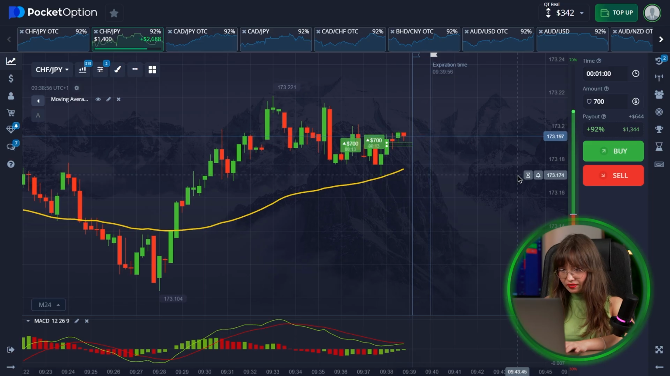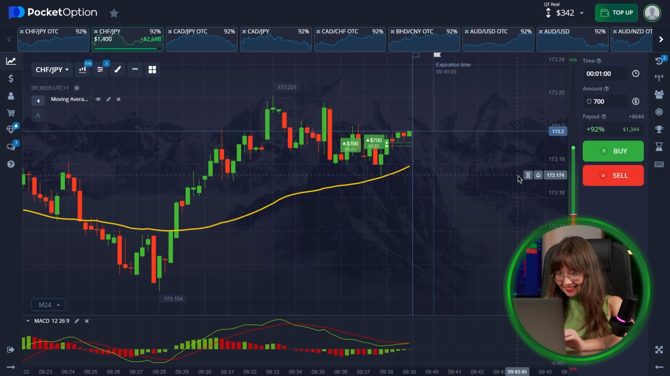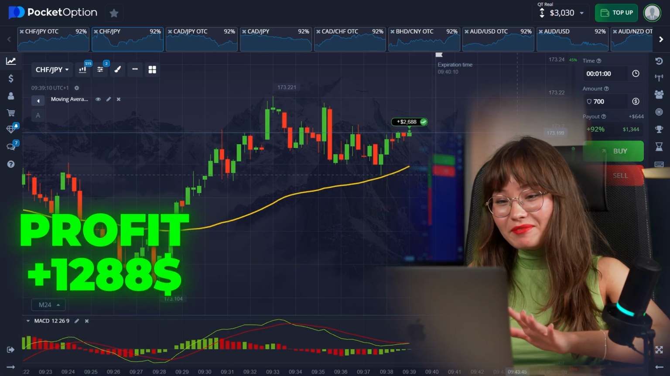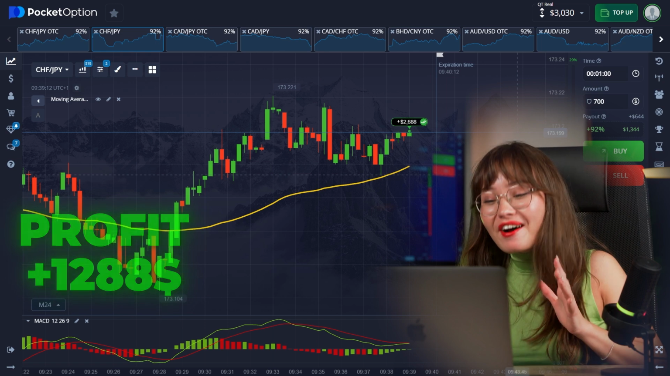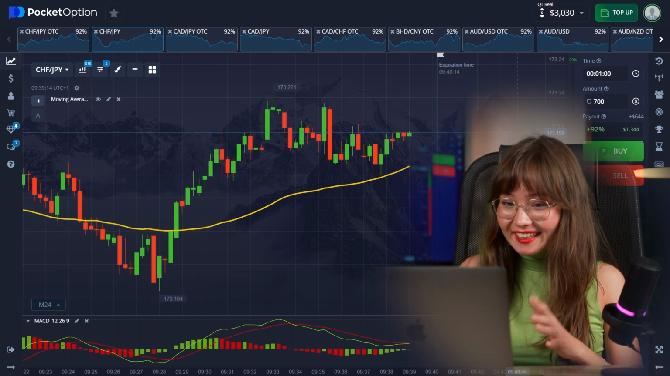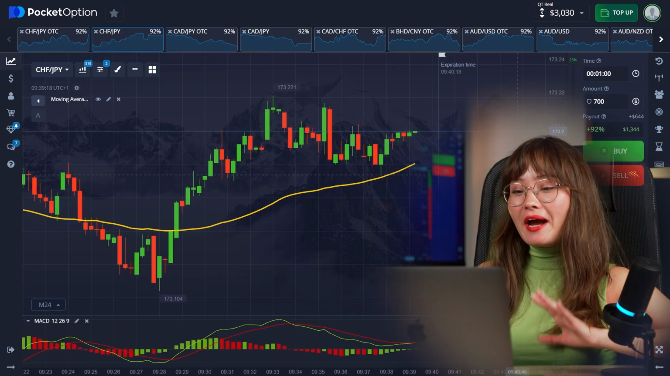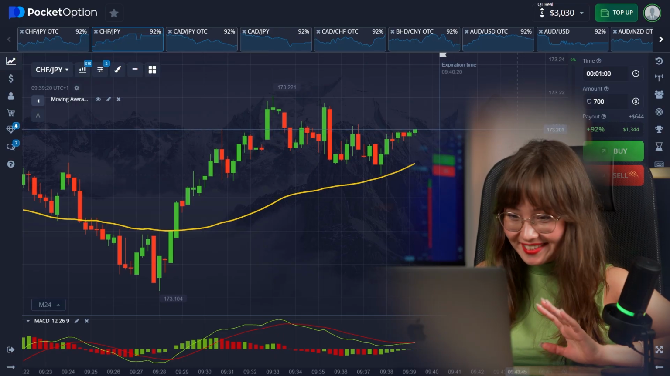Wow! There it is! Yeah! Perfect! Both trades closed at profit! Amazing! Let's keep going and find a couple more juicy trades.